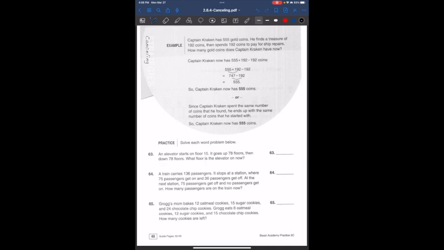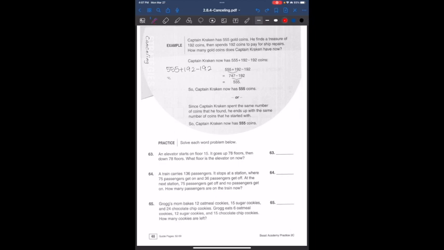So we're given a word problem, or we're given a situation, right? And so first we need to set up an equation that aligns with the word problem. Captain Kraken has 555 coins, so we start off with 555. And then he finds a treasure. Now, finding a treasure means that he has 192 more coins, right? But then he spends, which means we subtract 192. And now we want to find what this equals to figure out how many coins he has now.